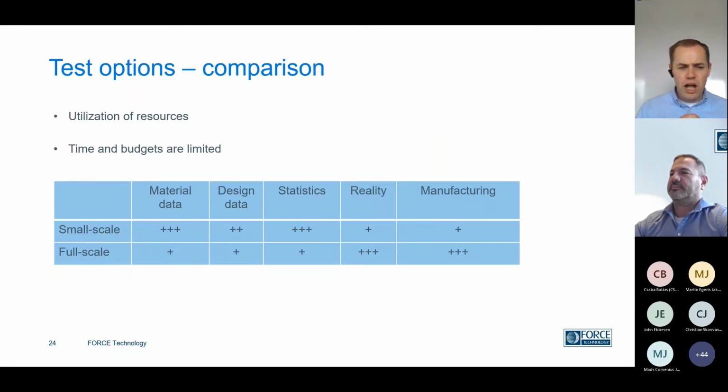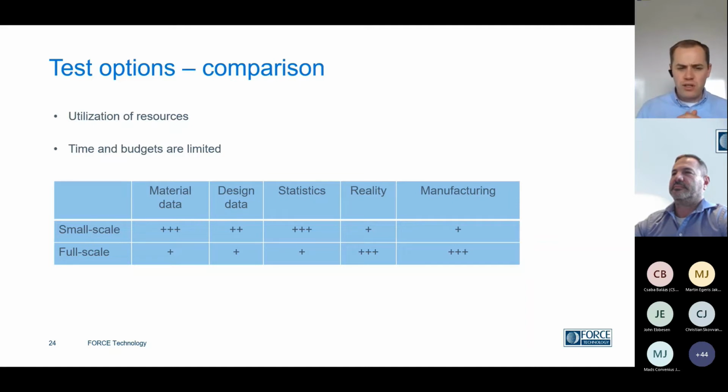So here, I actually just wanted to do a little bit of comparison between small scale and full scale, to give an idea of in which cases we might be looking at using small scale testing, and in which cases we might be looking at full scale testing, because there are always trade-offs in going one route versus the other.